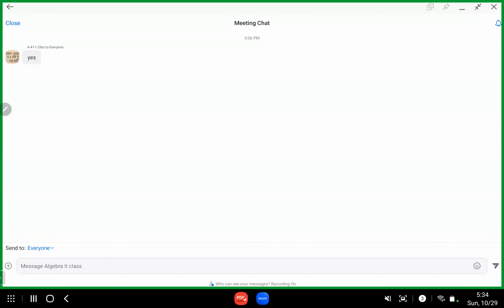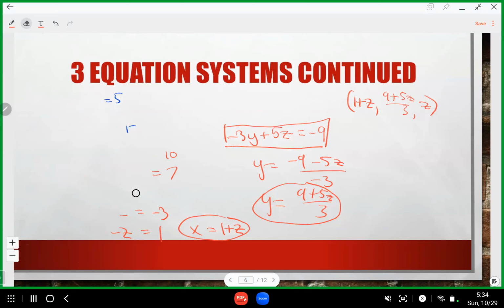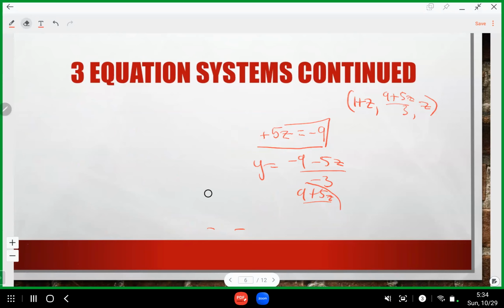If there are no questions, then let's do another one, right? So this is called consistent and dependent. Consistent means that the system has a solution. Dependent means that there's infinite solutions. Okay. So let's do another one here.